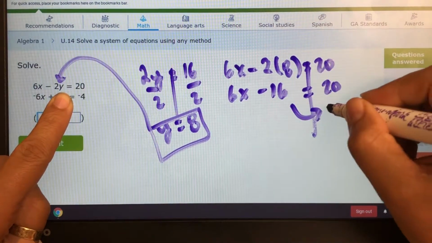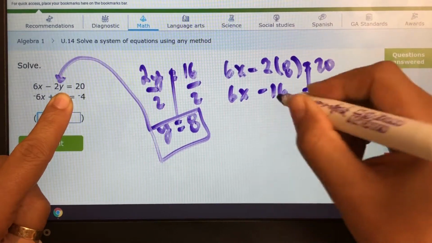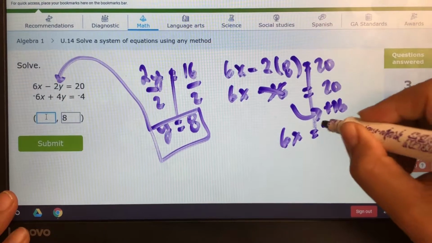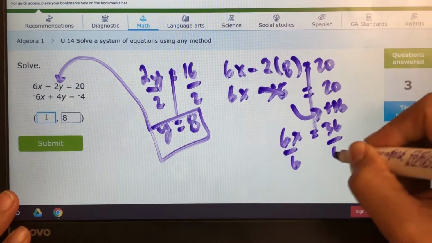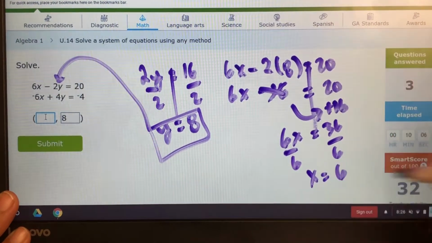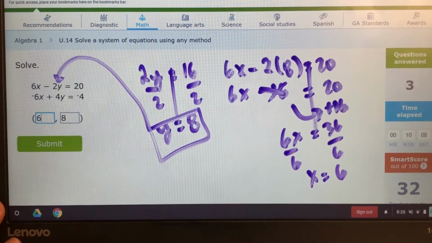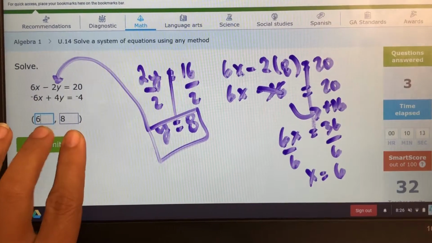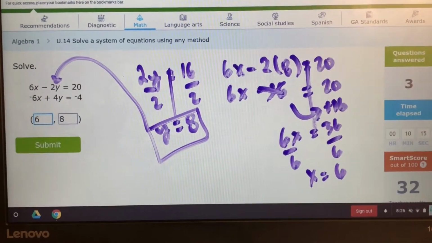Take the negative 16 to the other side. What is that going to become? Positive 16. That goes away. So 6x equals 20 plus 16 is 36. Divide by 6. x is equal to 6. So my x is 6. And again, you can check this by plugging these two into this like we did before.